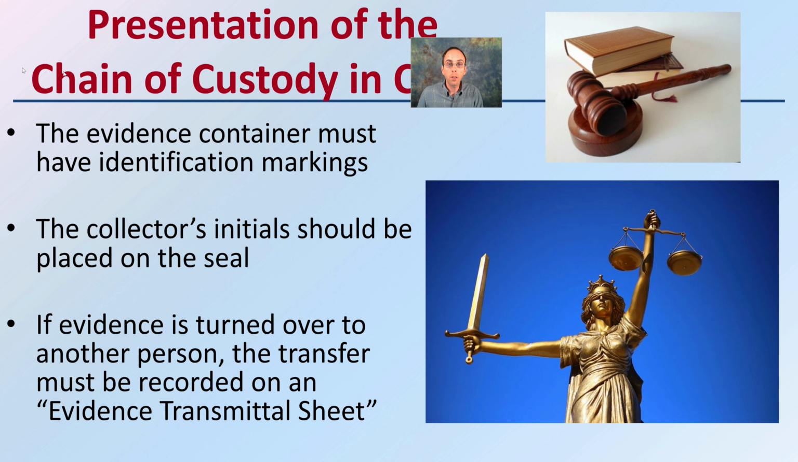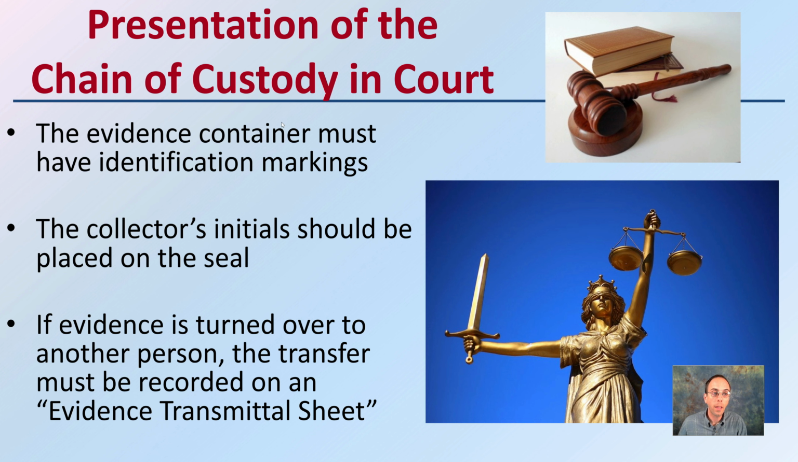Now, the presentation of the chain of custody, well, when we're looking here, the evidence container must have identified markings. The collector's initials should be placed on the seal as well. If evidence is turned over to another person, the transfer must be recorded on an evidence transmissional sheet. And it is very important that that documentation is made so that that piece of evidence that was collected can be upheld in a court of law.